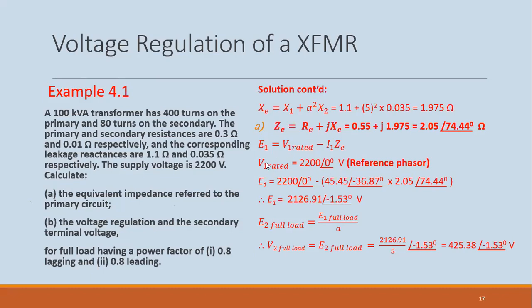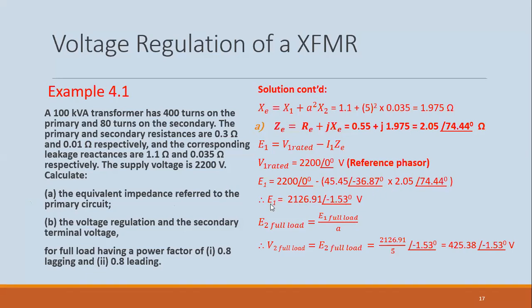Now V1, the rated value, is 2200, right? And it is now our reference phasor. The supply voltage is our reference phasor here, right? So E1, substituting the values, will be 2200 at angle 0, and then I1 will be 45.45 at angle minus 36.87, and ZE will be 2.05 at angle 74.44.